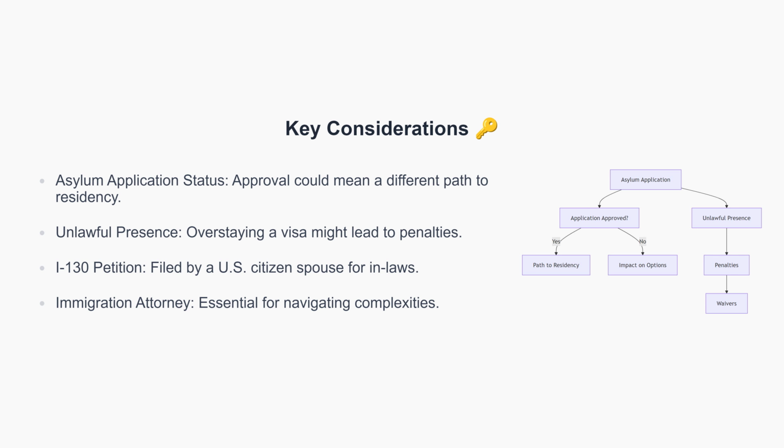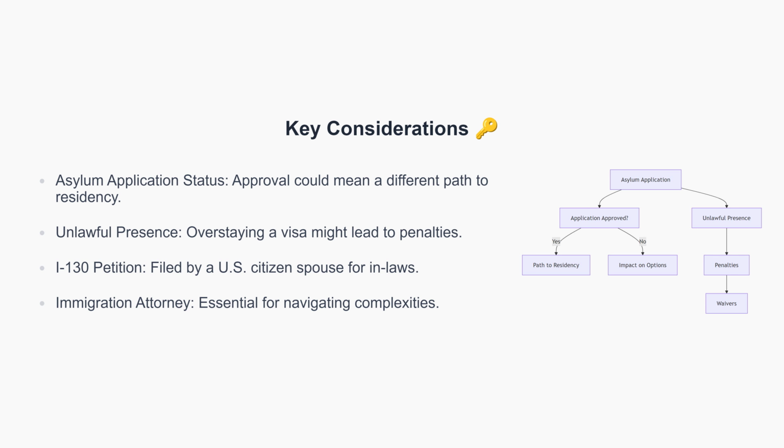Delving deeper into the scenario, several key considerations arise. Firstly, the status of the asylum application is critical. If approved, it opens up a different pathway to permanent residency. However, if denied, it could affect other options. Next, there's the issue of unlawful presence. If your in-laws have overstayed, they may incur penalties.